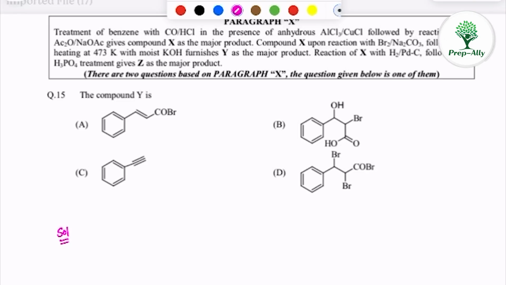product. So, based upon this paragraph, they are giving the first question: the compound Y is. Let us start solving this.